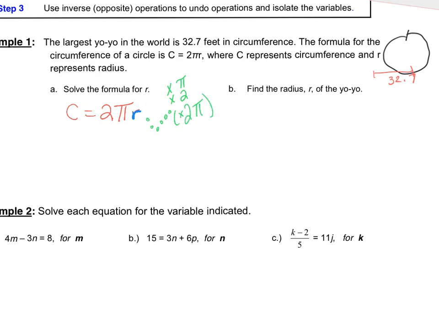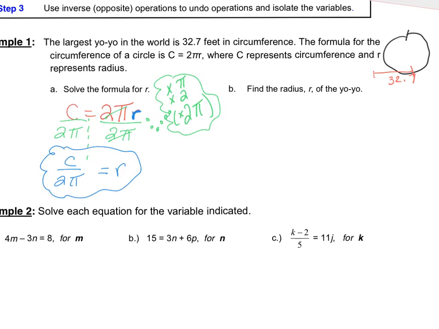So to undo that, what you've got to do is divide by 2 pi. When you divide by 2 pi on the right side of the equal sign, the 2 pi divides away, and you get r by itself, which is what you were looking to do. Radius is circumference divided by 2 pi. This is the transformed formula of C equals 2 pi r, so that now you can actually solve for r, which leads us to step B. They want to know what the radius is.